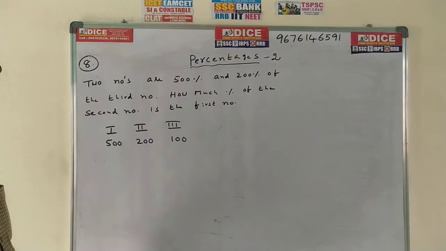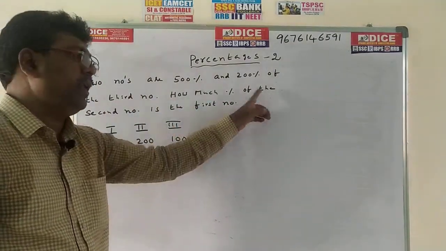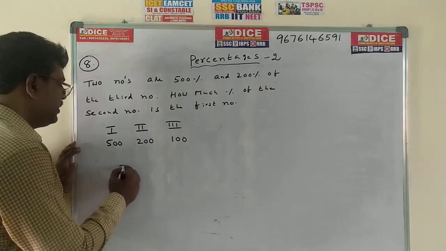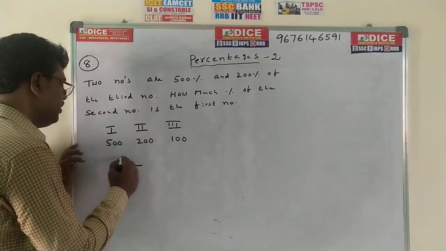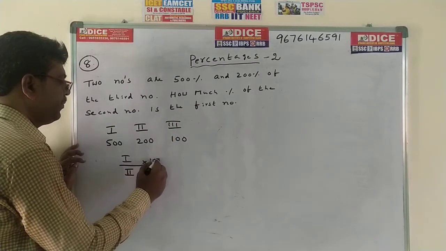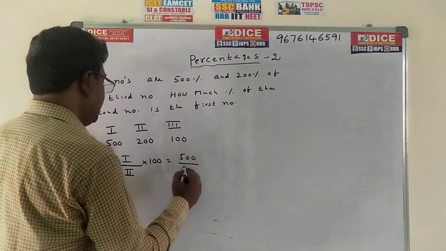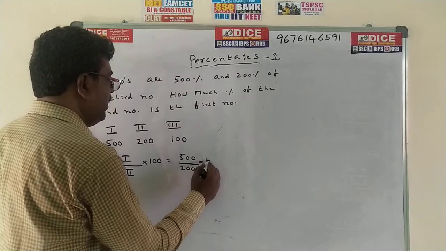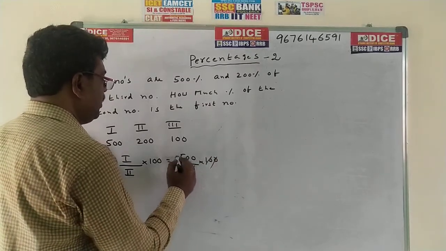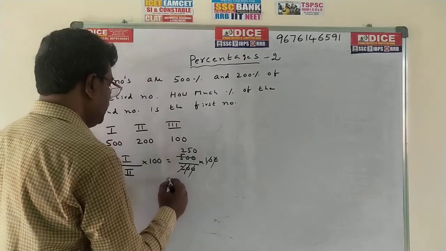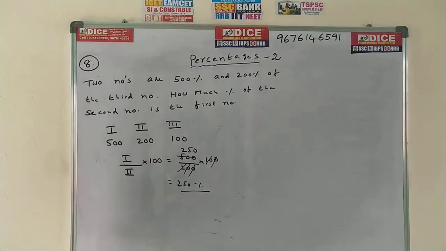Now go for the formula. For how much percent of the second number, the second number goes downwards in the denominator. Of the second number is first number, so write the first number upwards into 100. So the first number value is 500 by the second number 200 into 100. Two zeros cancel, 2 ones are 2, 5 twos are 250. So the answer is 250%. 250% is the required answer. Write that down.